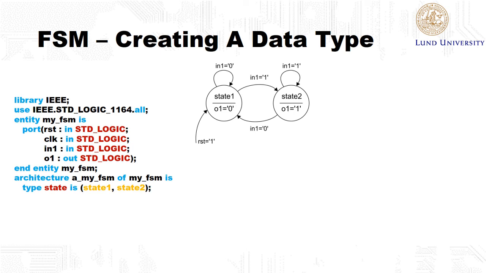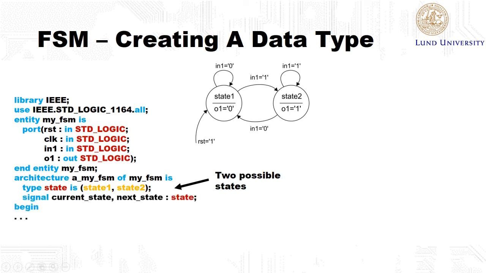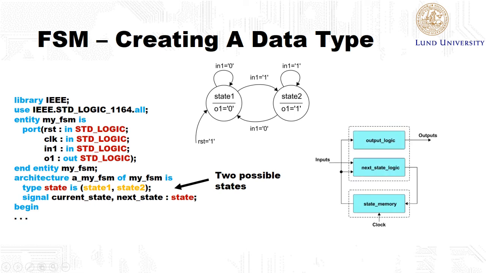This one can take on two values, state 1 and state 2. We will then use this new data type to declare two signals, the current_state and the next_state. The signal named next_state is connected to the output of the combinational circuit that generates the next state. And the signal named current_state is a wire with memory. So this is the output from the memory that keeps the state of our machine.